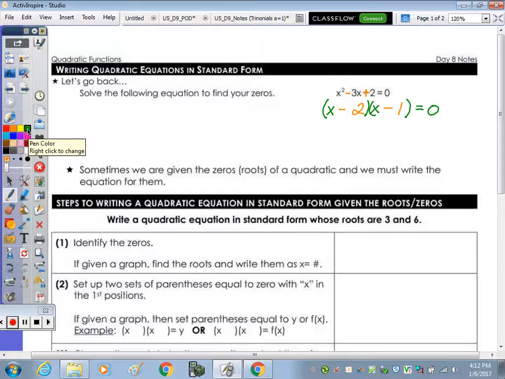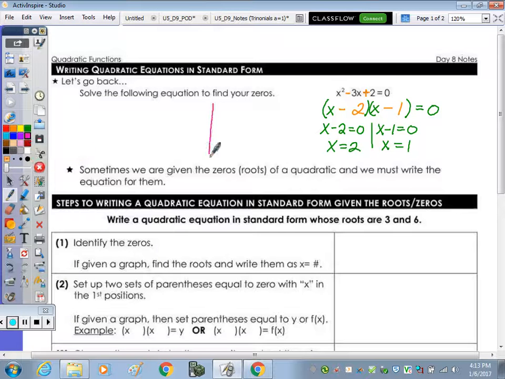Now since x minus 2 times x minus 1 equals 0, anytime you have two terms that multiply to give you 0, either one or both equals 0. So now we set each factor equal to 0 and solve. So we end up with x equal to 2 when we add the 2 over, and when you add the 1 over, you end up with x equals 1. Okay, so our two roots are 2 and 1.